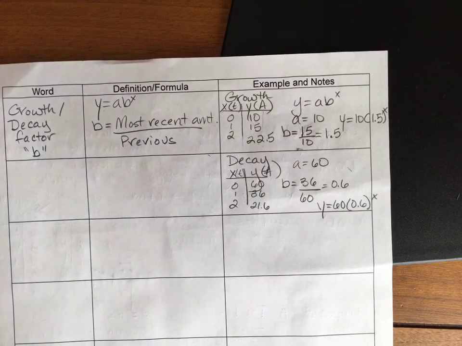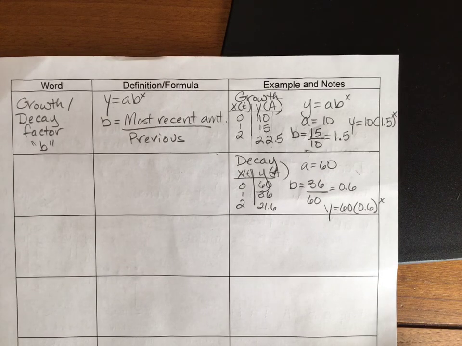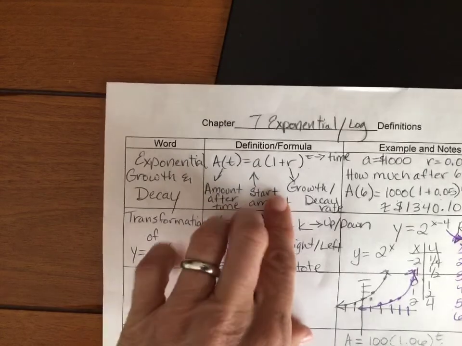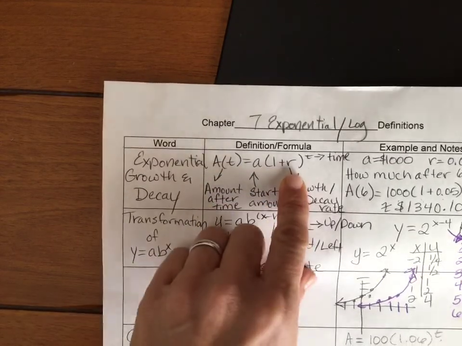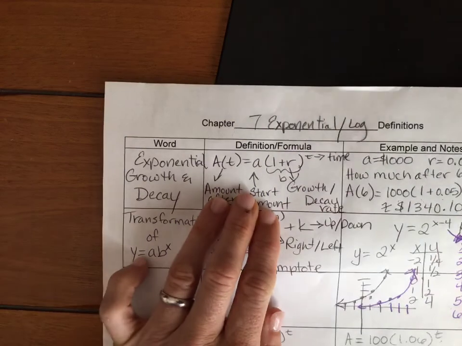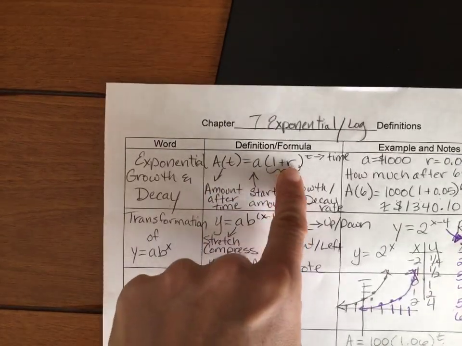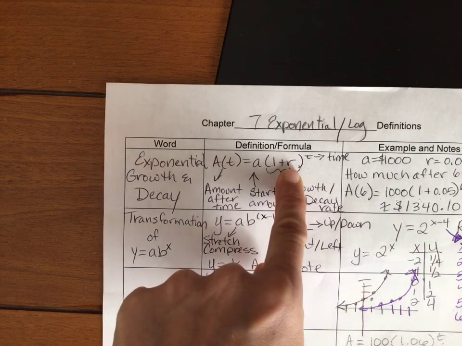All right, that's growth and decay factor. And we have one more thing that's slightly different. So if you need to pause, go ahead and pause and copy this down. But if we look at our exponential growth and decay, this whole section here really becomes b. But what if I just want to find my growth or decay rate? That's usually the interest, and that's slightly different.